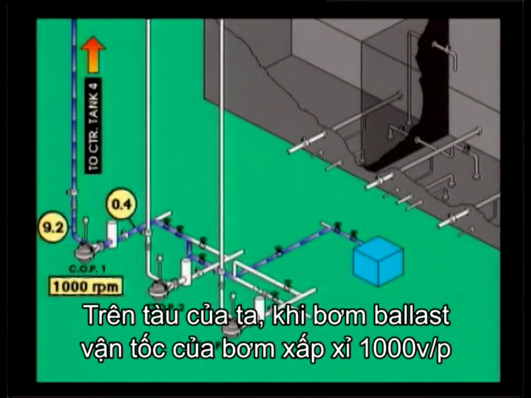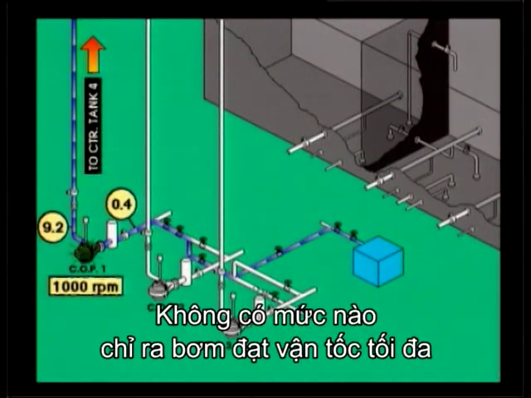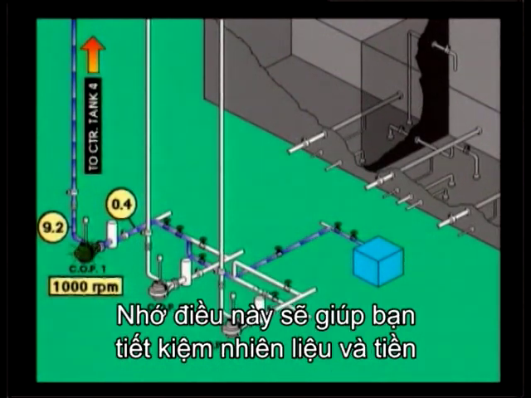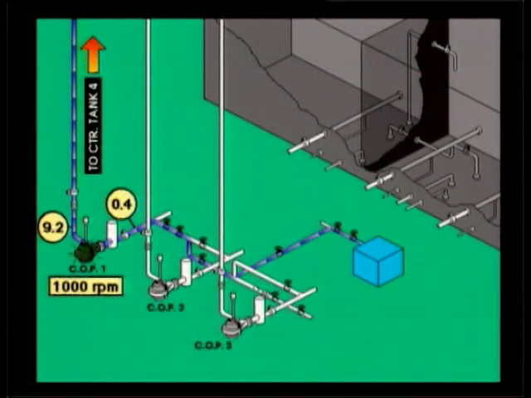In our vessel, the speed of the pumps will be approximately 1,000 revolutions while ballasting. There is no point running a pump at full speed if you can reach a high capacity running the pump slower. Remember, this way you will save fuel and money.